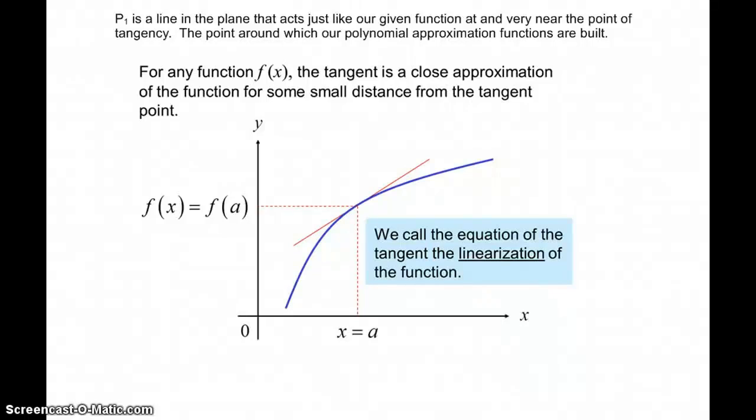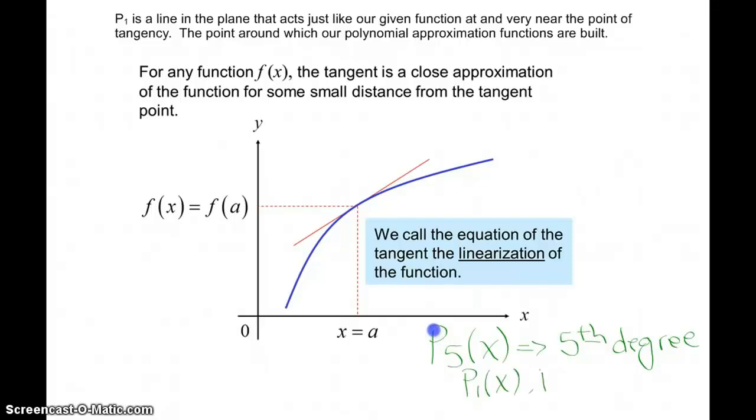So I want to delve a little bit deeper into why these polynomials act like these functions so well. You saw in the last video we were dealing with p sub 5 of x, and the 5 meant the degree, the highest degree term. So the highest degree term in that was the 5th degree. Well, there's also, as you can guess, p sub 1 of x, and p sub 2 of x, whatever the highest degree term is in there.